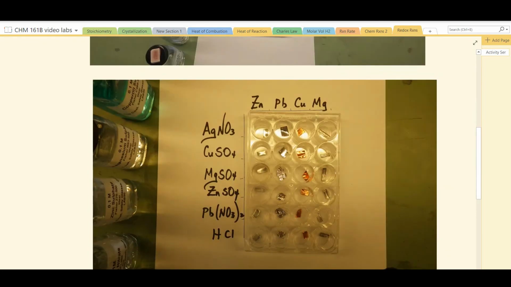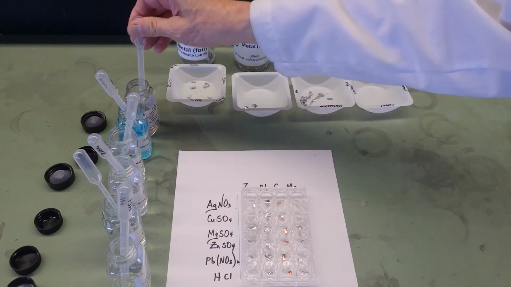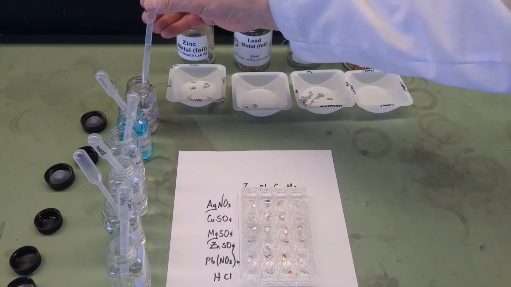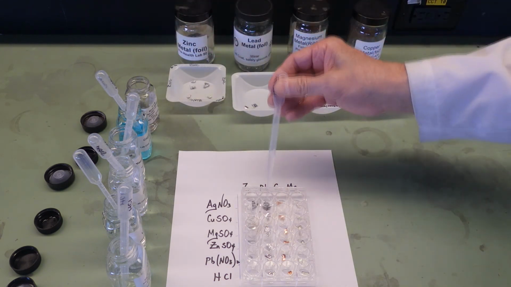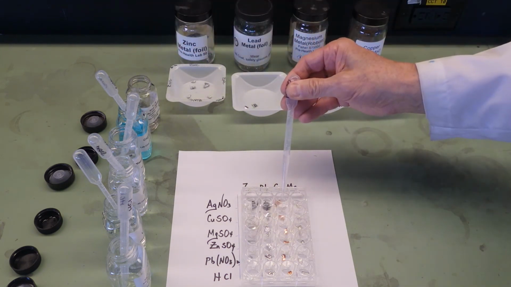So here I've added the metals: zinc in the first column, lead in the second, copper in the third, magnesium in the fourth. The next step is to add the solutions of these cations, and we'll do that next. I've sped this up for sake of time. If I had 2 hands free, I'd hold that dispensing bottle closer to the well plates.